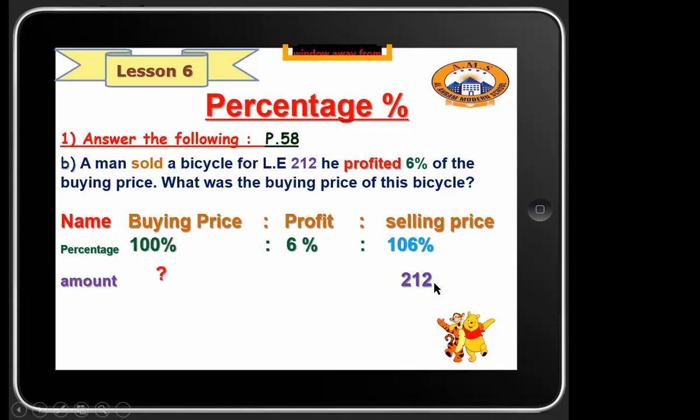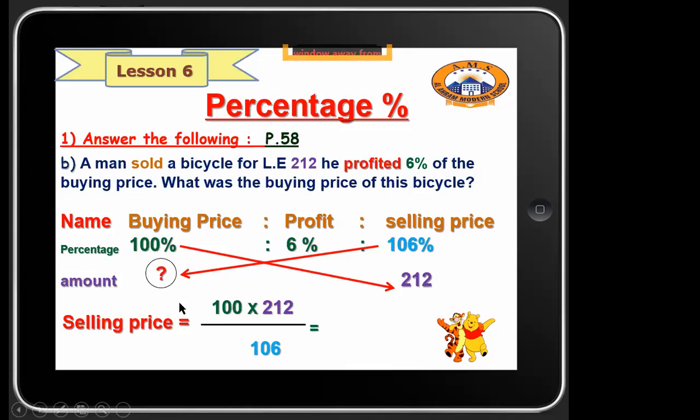So I want you to write 212 below the selling price. Now, what shall I do? Cross multiplication to find the buying price. The number up above the question mark is 100, multiplied by 212, divided by 106. So my buying price is going to be 100 times 212 over 106. That will give you 200 pounds.